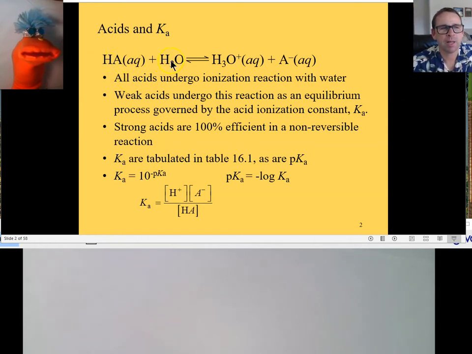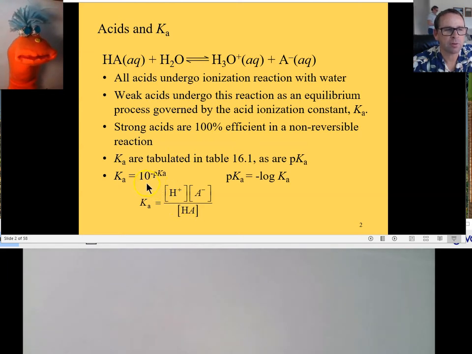Here is an acid. It's dissociated into H3O plus and A minus. We don't include the water in the equilibrium expression, so the equilibrium expression looks like this. Concentration of products over concentrations of reactants. Do you remember this stuff? Yeah, I remember. That's the equilibrium expression.